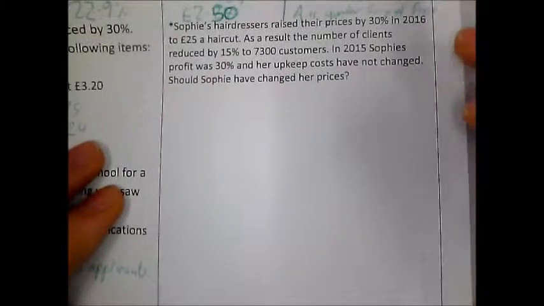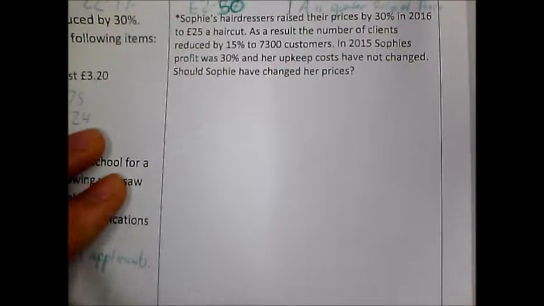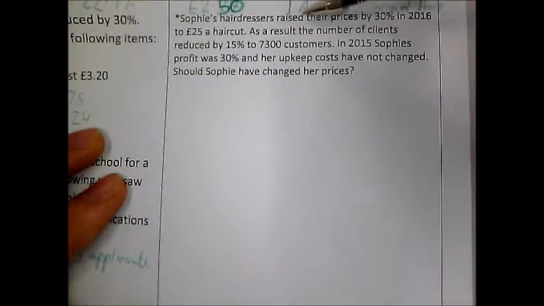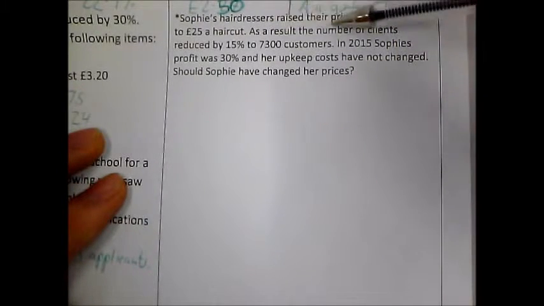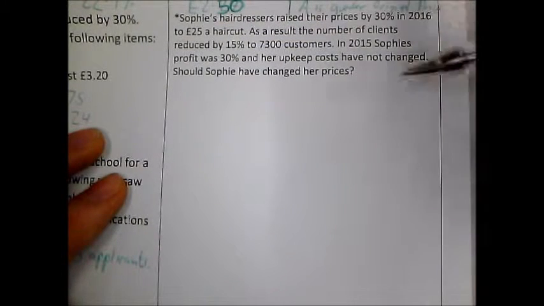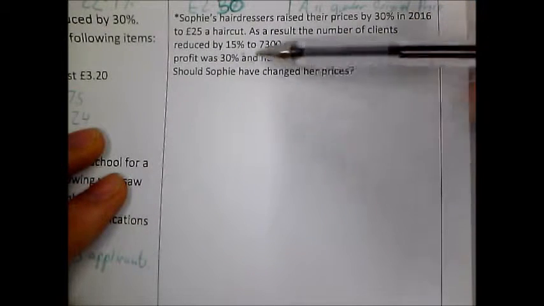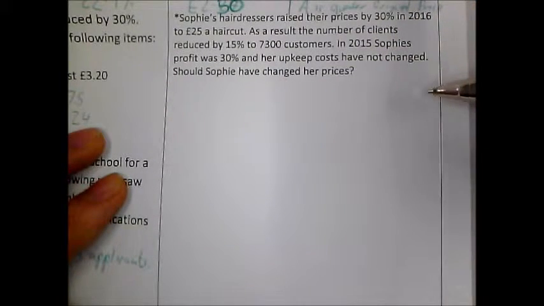Okay, final question, guys. Now this one's quite tricky. You saw one of these similar earlier on in your homeworks. So Sophie's hairdressers raised their price by 30% in 2016 to £25 a haircut, and as a result the number of clients reduced by 15% to 7,300 customers. And in 2015 we know that Sophie's profit was 30% and her upkeep costs have not changed. Should Sophie have changed her prices?